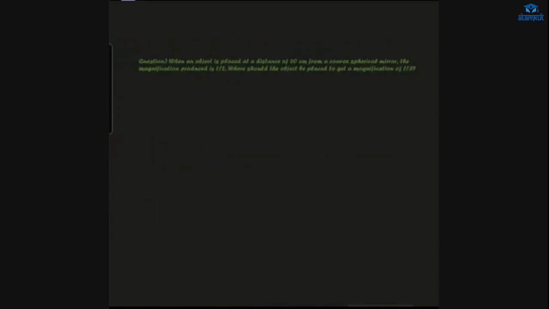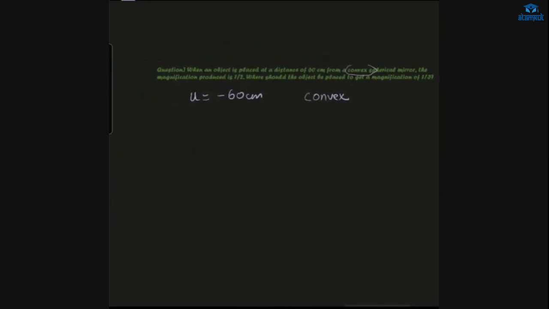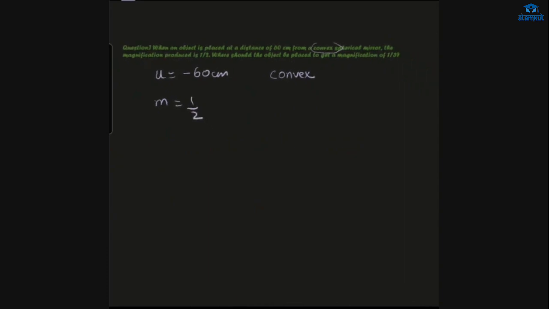Now the third question: when an object is placed at a distance of 60 centimeter from a convex spherical mirror. Okay, so it is given that u is minus 60 centimeter, and the question is of a convex mirror, so u will be negative. The magnification produced, m, is given as 1 by 2. Where should the object be placed to get a magnification of 1 by 3? It's saying that it wants a magnification of 1 by 3. Where should the object be placed?